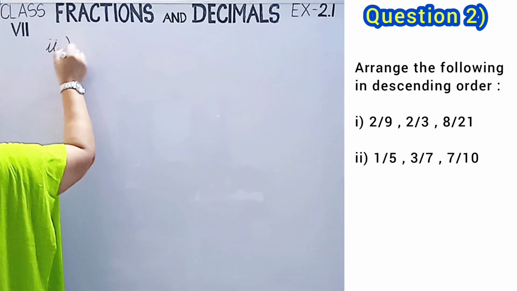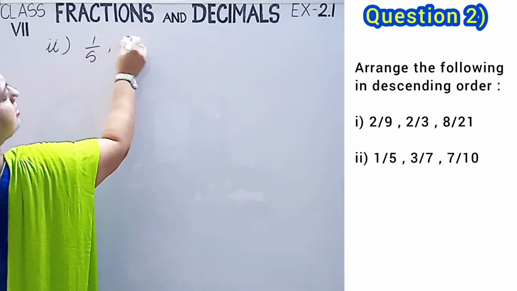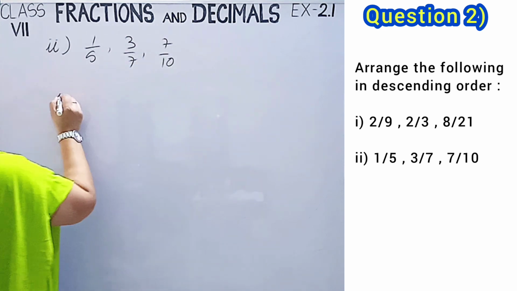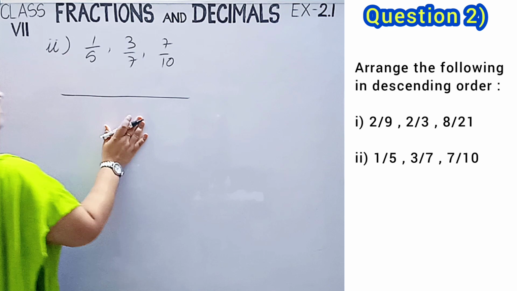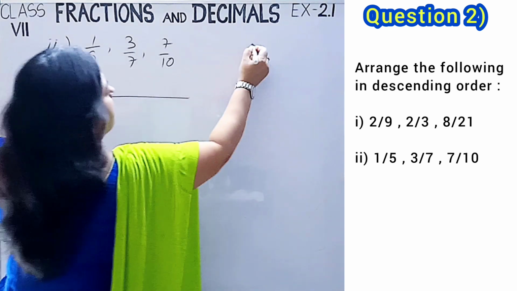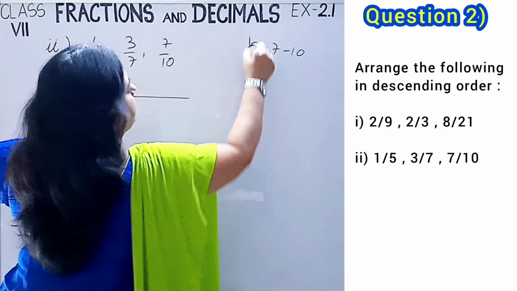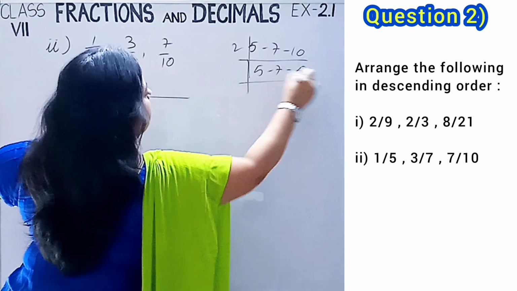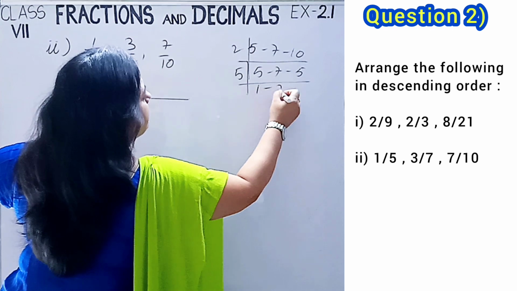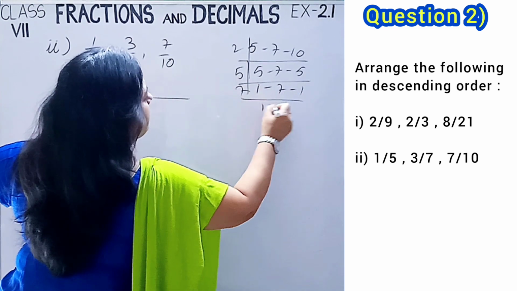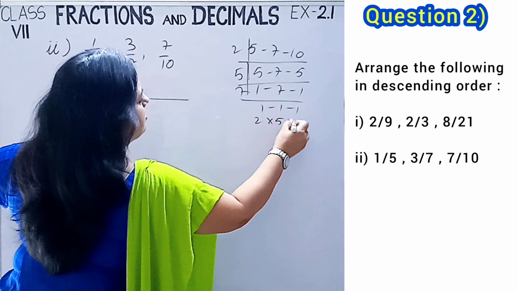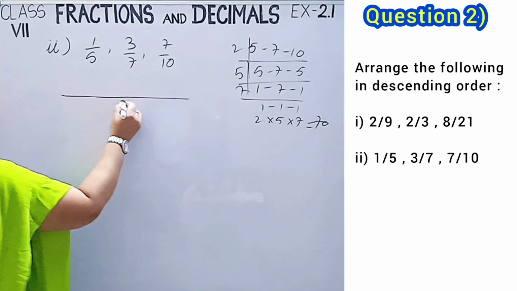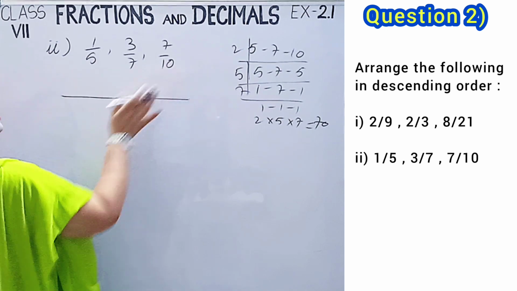Second part: 1 upon 5, 3 upon 7, 7 upon 10. So we have to take LCM of 5, 7, 10. We know how to take LCM. 2 into 5 into 7. 5 2s are 10, 10 7s are 70. So LCM of 5, 7 and 10 is 70.